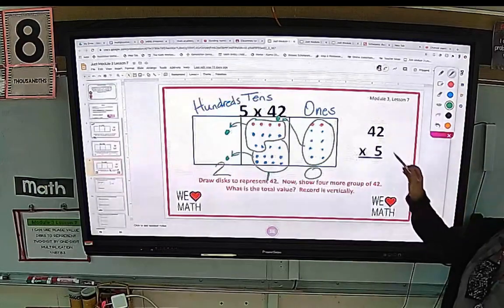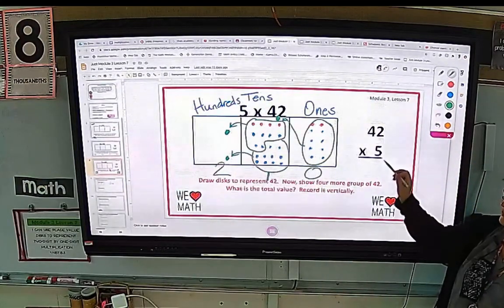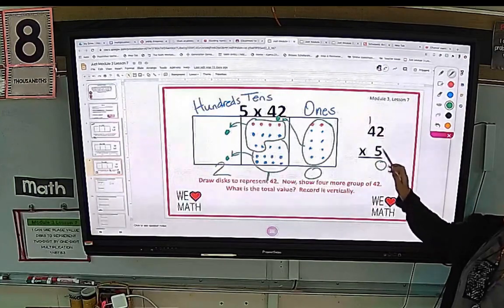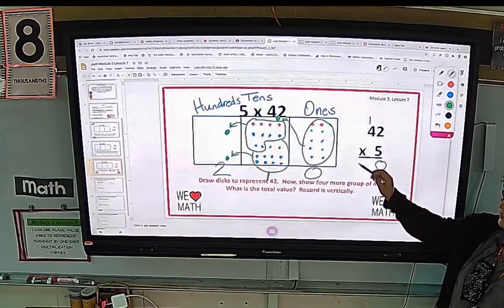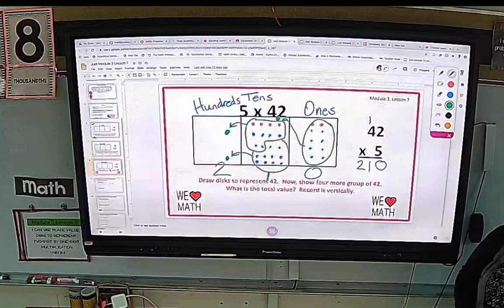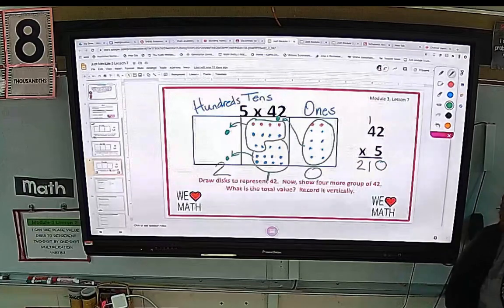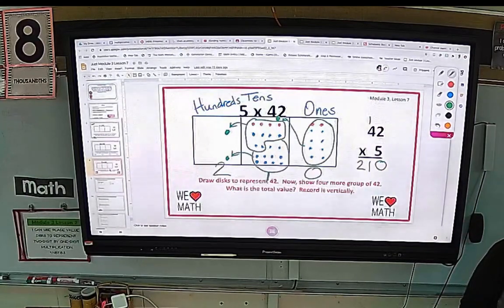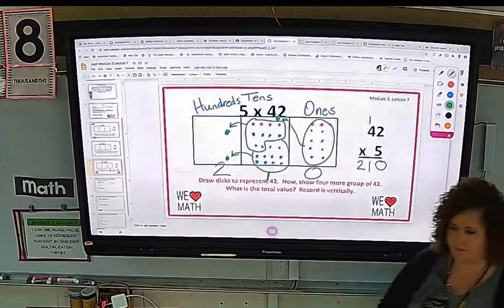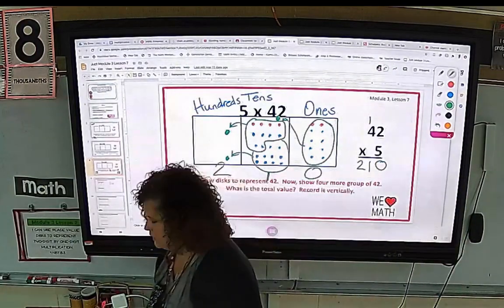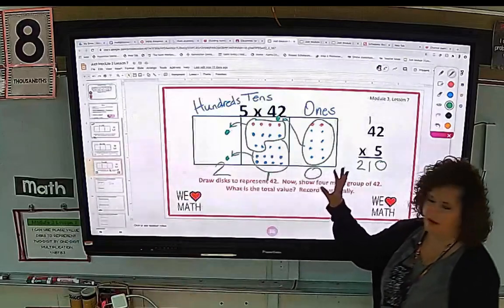Okay, and if we did this with our standard algorithm, 5 times 2 would be 10, and give us a 0 there, and we'd carry the 1. 5 times 4 is 20, plus 1 more is 21. Now, we're not doing it this way today, but I'm going to throw it in every now and then so that you start seeing it, okay? All right. Any questions about this way?